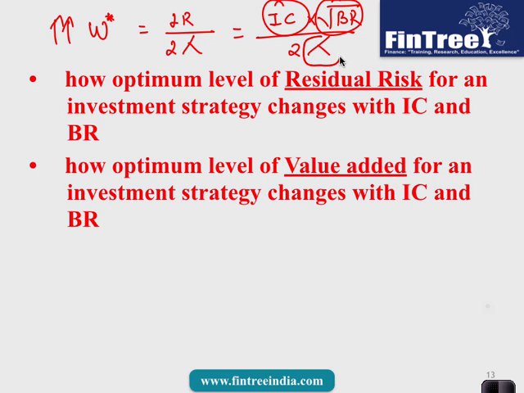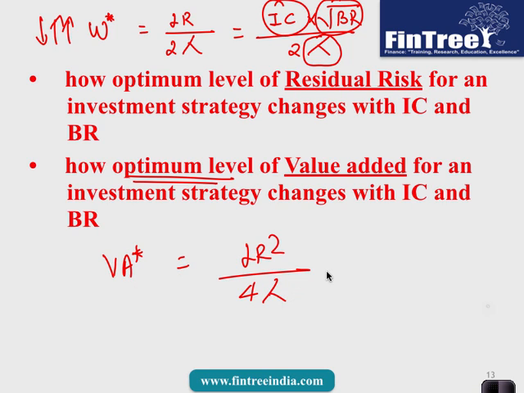But if the risk aversion parameter increases, then this risk will decrease. What was the formula for value added? Optimum level of value added is IR squared divided by 4 lambda, which would be similar to IC squared times BR divided by 4 lambda. And again, if IC increases, VA will increase; if BR increases, VA will increase; and if risk aversion increases, VA will decrease.